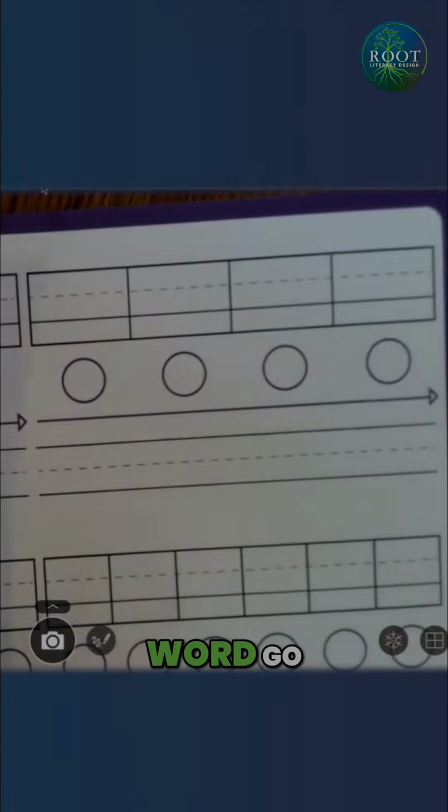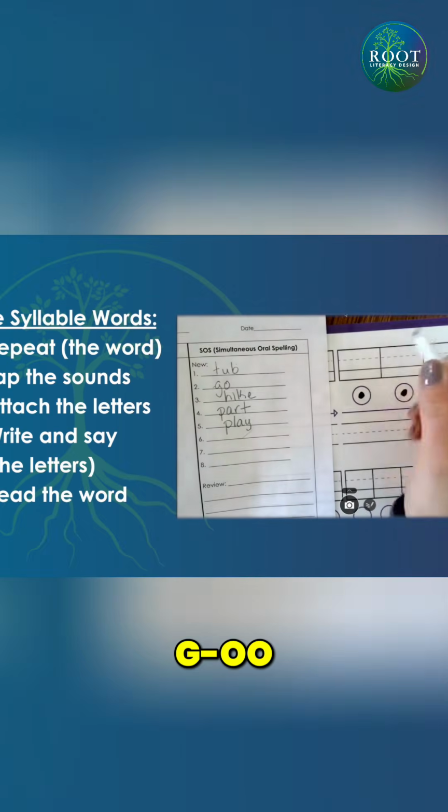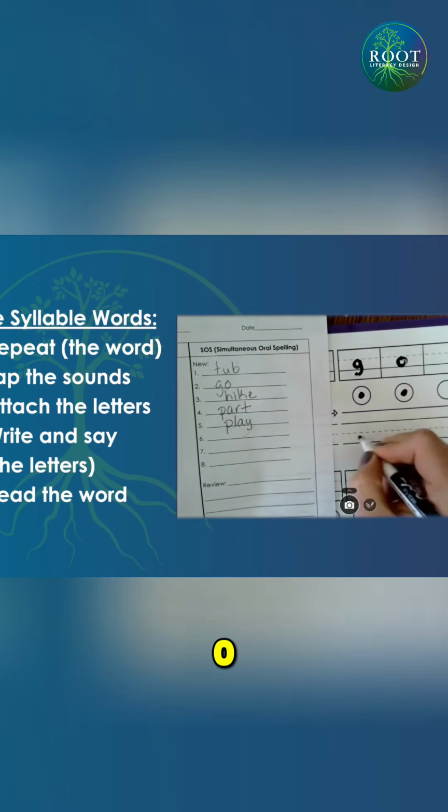So let's do another word. Let's do the word go. What sounds do we hear in go? G, O. What spells G? G. What spells O? O. All right, write and say G, O, go.